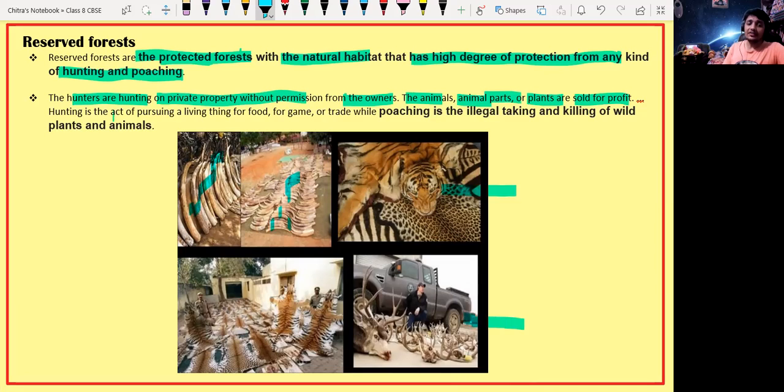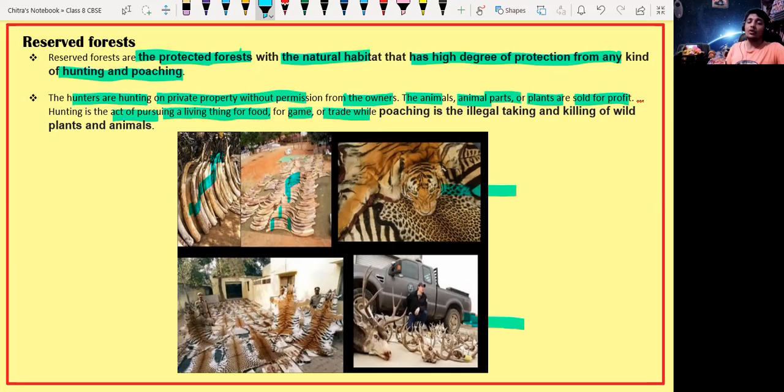Hunting is the act of pursuing living things for food, gain or trade. What is the meaning of hunting? Hunting means you can rear the wild animal with you, or you can sell them to a different person for your personal benefit. And poaching is the illegal taking and killing of wild plants and animals for personal benefit.